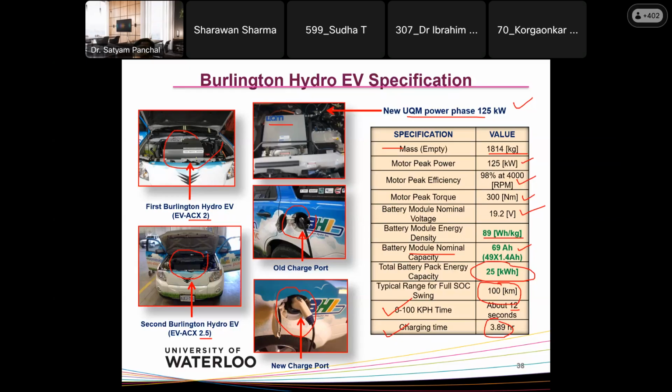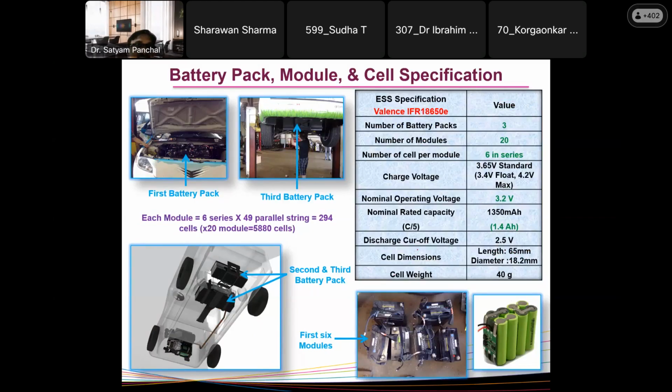If I continue with the next part, as I said, it has 3. This is about the battery pack module as well as the cell specification. This vehicle has 3 battery packs. The first battery pack is at the front of the vehicle, the second battery pack is in the middle of the vehicle, and the third battery pack is at the end of the vehicle. Here you can see the third battery pack, and the first battery pack is over here. If you open the first battery pack, you will see this type of image. This first battery pack has 1, 2, 3, 4, 5, 6 modules. So one battery pack has 6 modules.